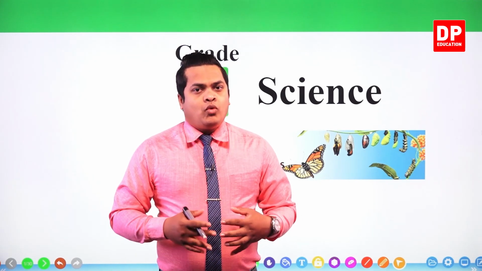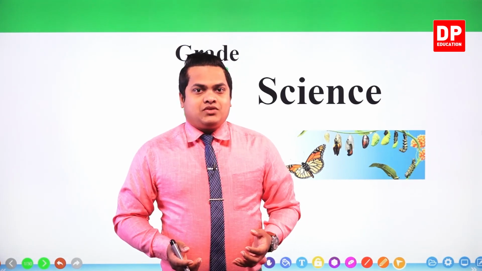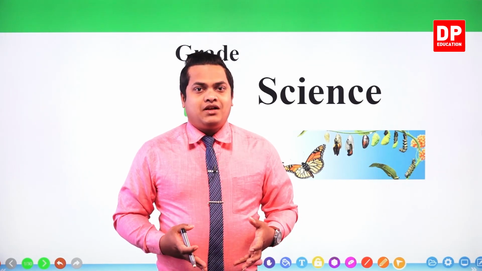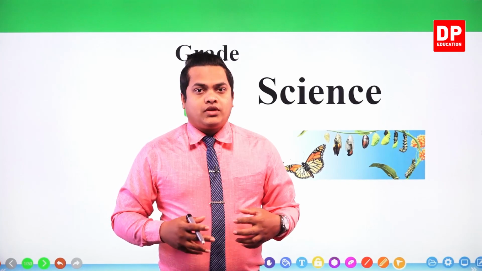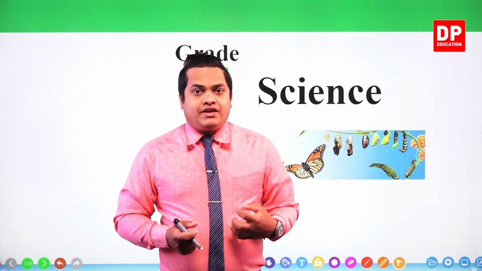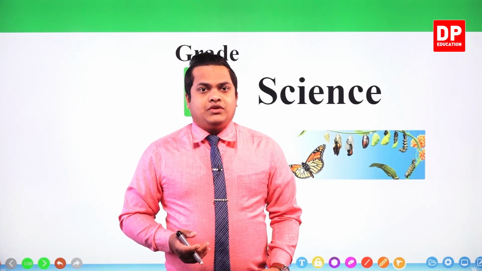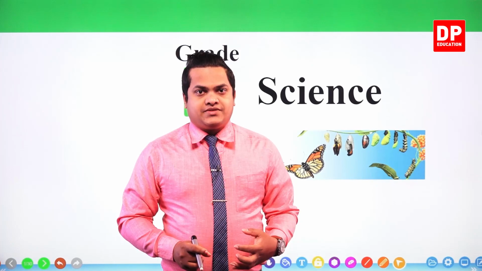So, who are these organisms? Organisms are the ones who are living, right? We can define organisms as the ones who have a life, or the ones who are living. Especially, we can divide these organisms into three main categories: plants, animals and microorganisms.